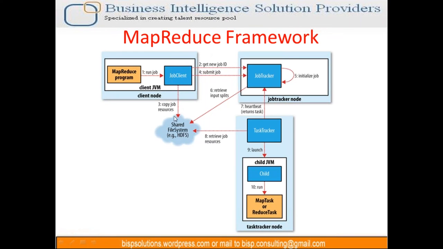Now, once you have copied all the resources, the client will say, okay, submit the job. So the job tracker will say, okay, I got the request to submit, which means I need to start executing this job, right? So the fifth step is initialize the job. All the necessary things required to initialize will be done by the master, right? And the sixth step is retrieve the input splits.